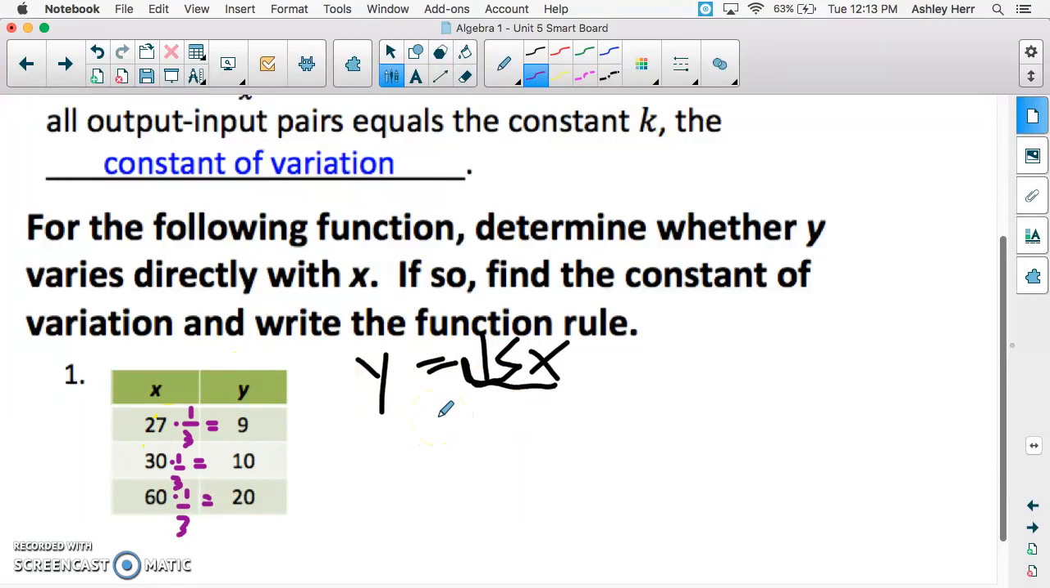So to answer our question, determine whether y varies directly with x. Do we have the same constant we're multiplying to the x variable? Yes. So yes, it does vary directly with x. So if it does, find the constant of variation and write the function rule. Since we're multiplying 1/3 each time, we know that my constant of variation k is 1/3.